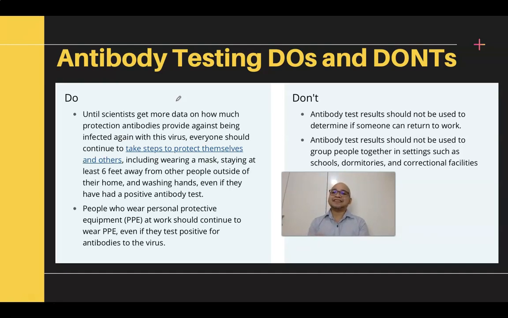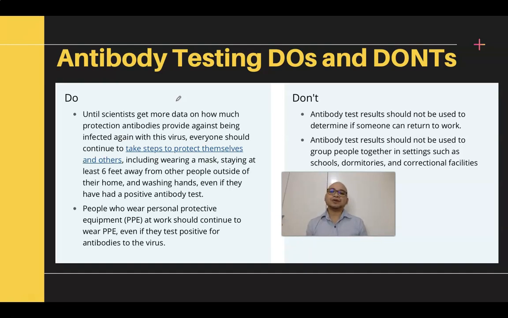Okay, so if you are positive with an antibody test, then again, wherever you are, you have to protect yourselves and others by wearing a mask, staying at least 6 feet away from other people or social distancing, staying at home, and washing your hands, even if you are positive with an antibody test. People who wear personal protective equipment at work should continue to wear PPE even if they are positive with antibodies to the virus.